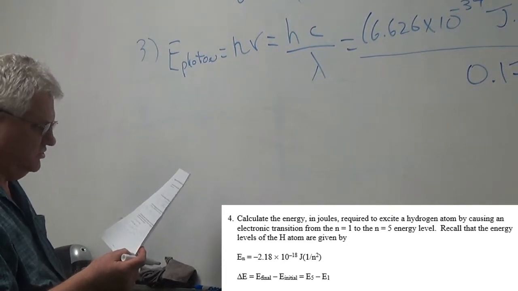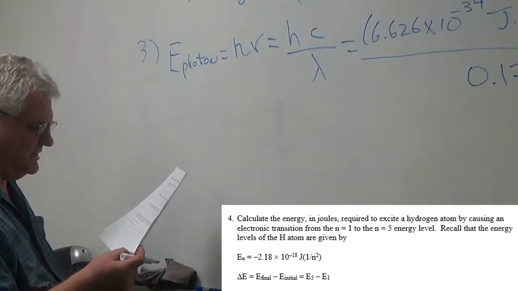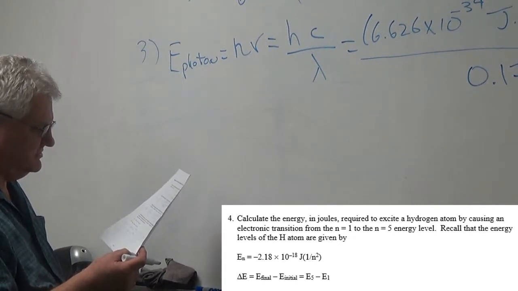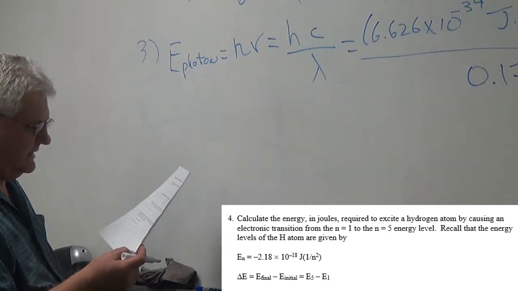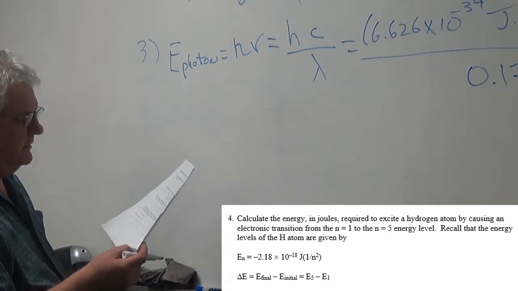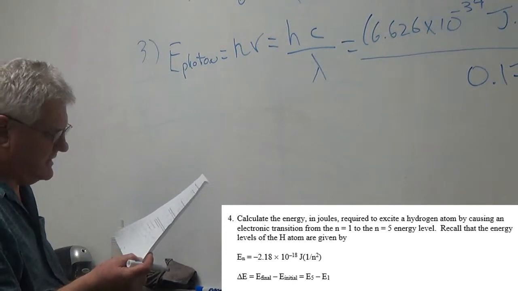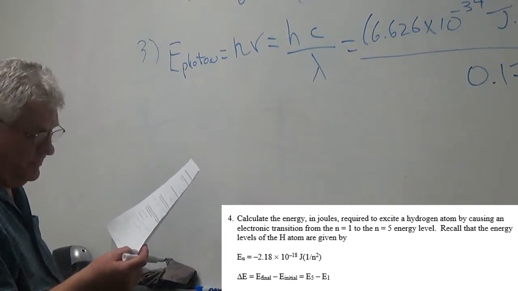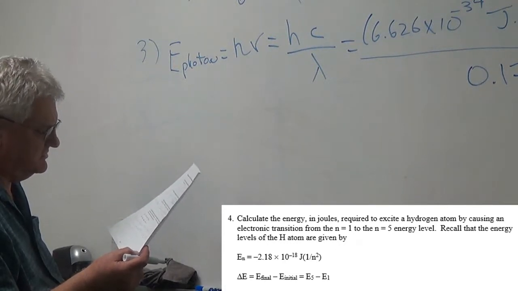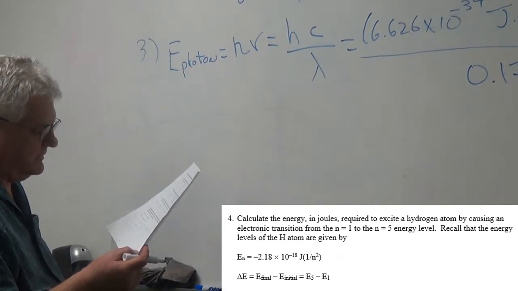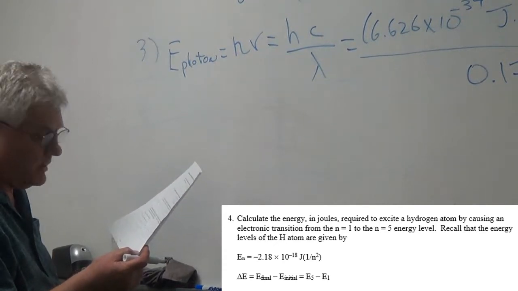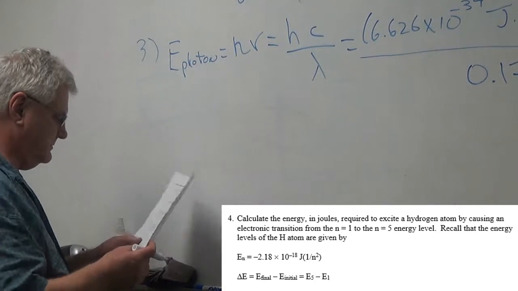Calculate the energy in joules required to excite a hydrogen atom by causing an electronic transition from n equal 1 to n equal 5. Recall that the energy levels of a hydrogen atom are given by the simple formula: the energy of an electron in the nth energy level is the Rydberg constant times -1, I should say, minus 2.18 times 10 to the minus 18 joules times 1 over n squared. That's an extremely simple equation.